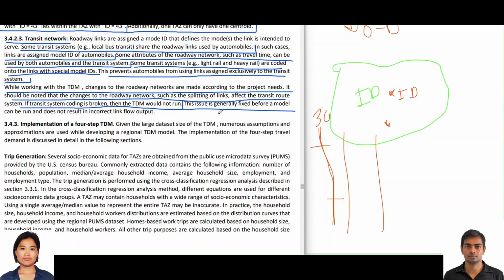This issue is generally fixed before a model can be run and does not result in incorrect link output flow. So when a transit system is broken, it will throw an error and the model itself will not run. So we will know that we are doing something wrong. It will not lead to incorrect results. It's just a lot of work to fix the transit systems.